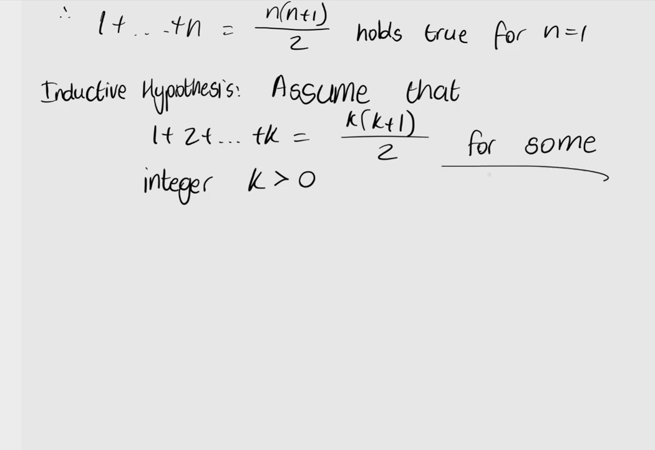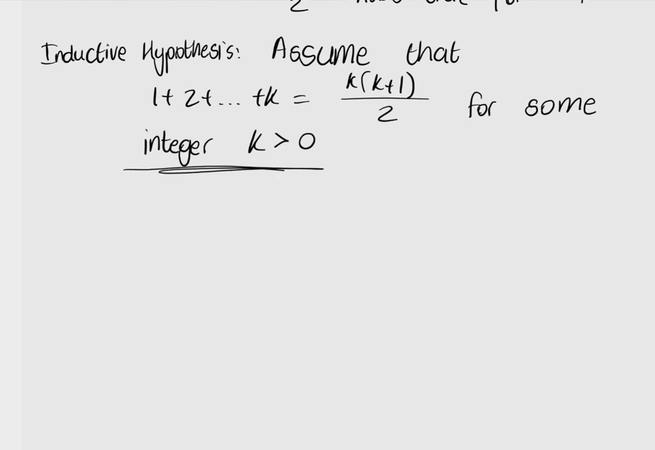You have to write this part, because if you don't, then you're basically saying that it's for any k, essentially, right? It could be any real number k, anything. So it's extremely important to specify that.